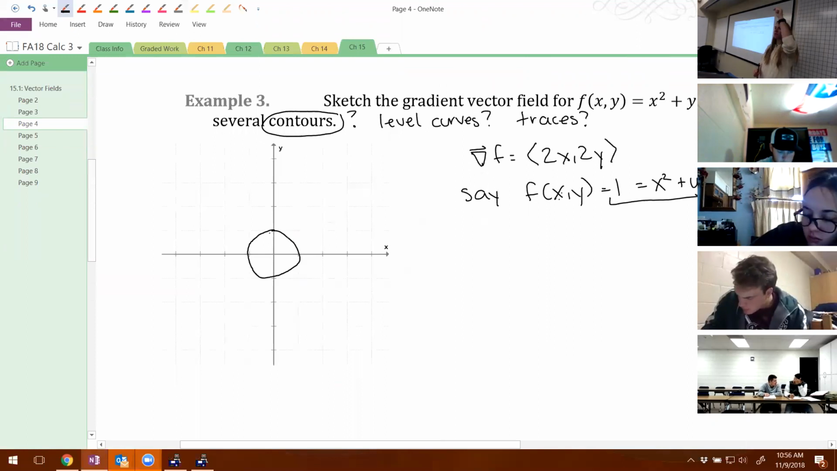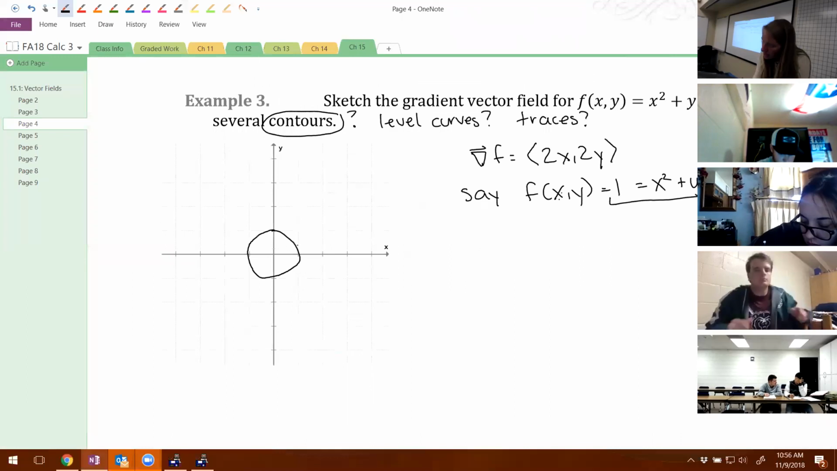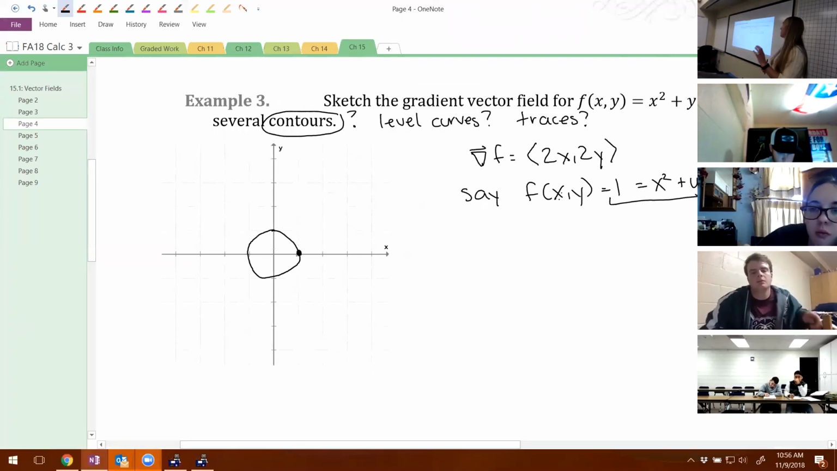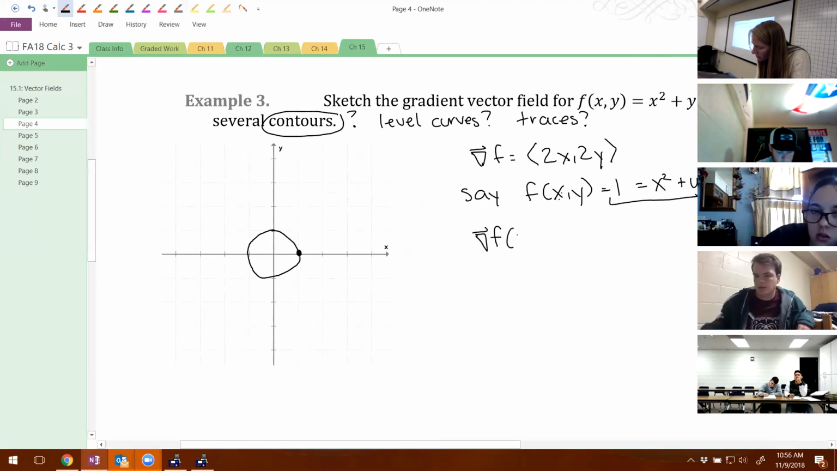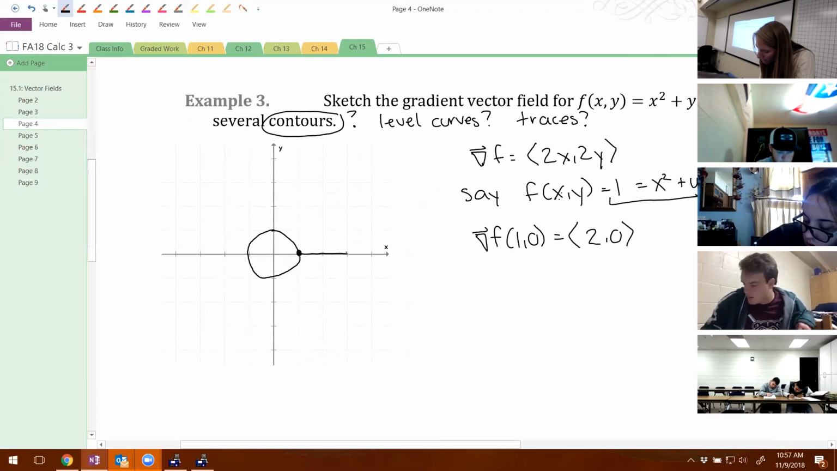If we pick just a few points on here to graph the vector field of, let's say we pick the point 1, 0. What vector does that point generate? We'll apply the vector field that I forgot to calculate before. Apply that vector field, 2x, 2y to this. We're going to have 2, 0. So go back and graph that then.